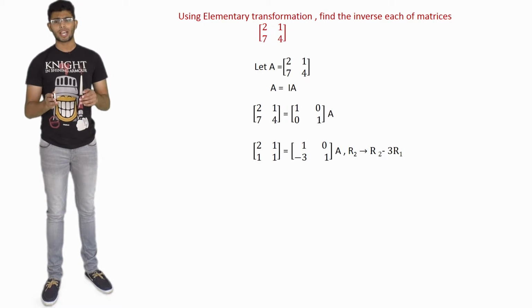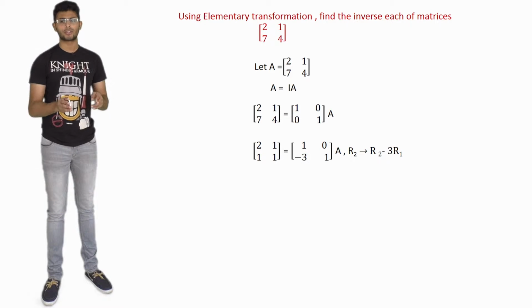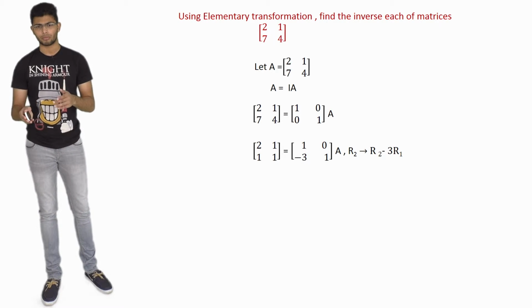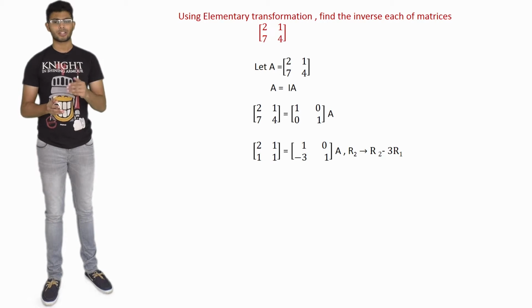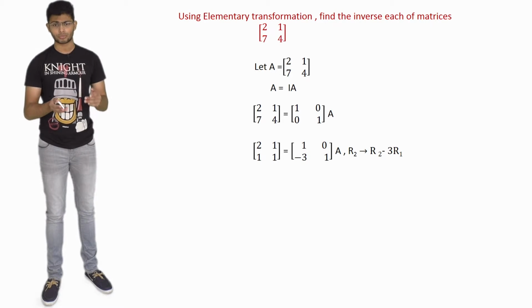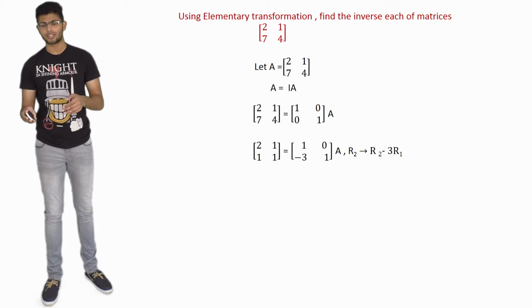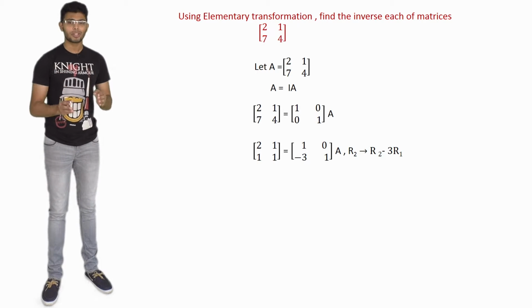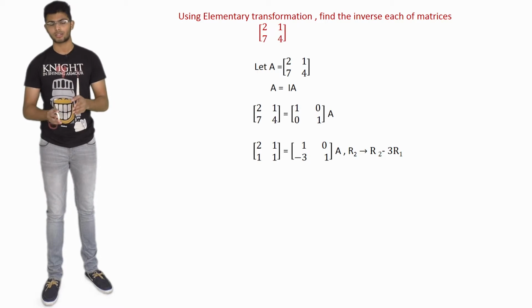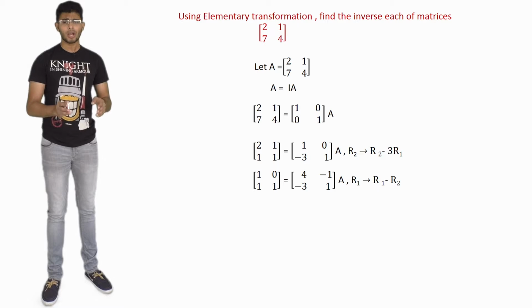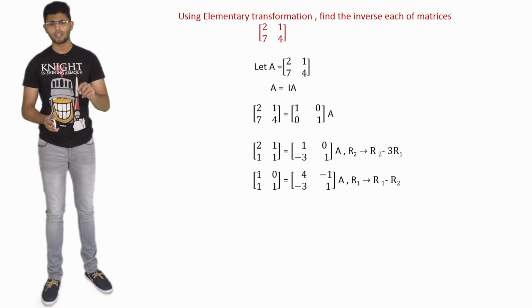So first we're going to do R2 equals R2 minus 3 times R1. The point of doing this is that we get 1 and 1 in the second row on your LHS, and on your RHS you're going to have minus 3 and 1. Remember that when you're applying the operations to the matrix, you're supposed to always apply them to both the LHS and the RHS.